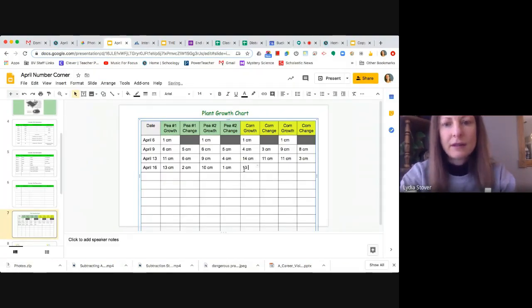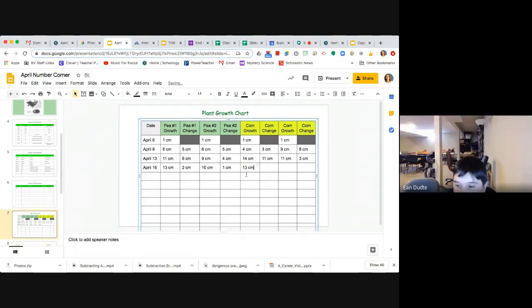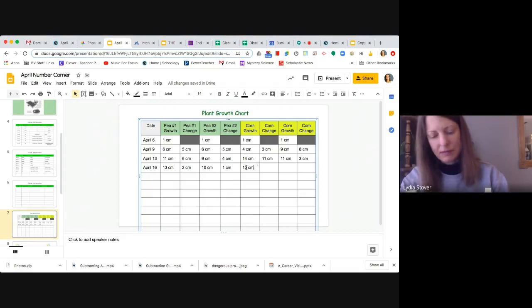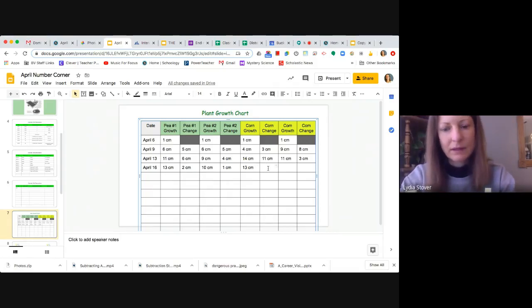So 13 centimeters. Oh, looks like he shrunk. Maybe he didn't grow more. Maybe he just fell over. He's minus 1 centimeter from our last time. Maybe I didn't measure that right. I don't know. All right.